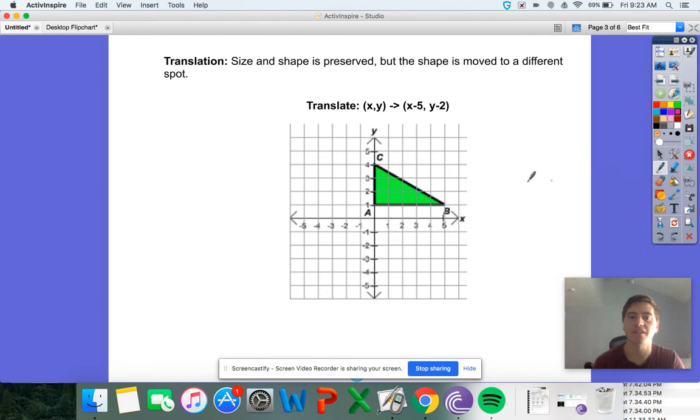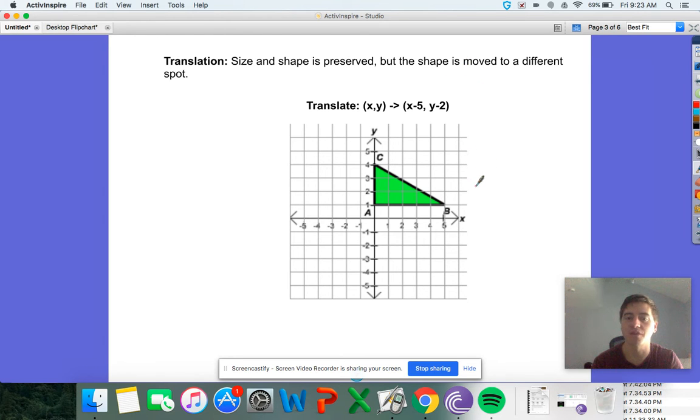All right, so a translation is where the size and shape is preserved, but the shape is just moved to a different spot. So when this says translate xy to x minus 5 and y minus 2, we're just going to take all the xy points and subtract 5 from x and 2 from y, which means it's ultimately moving to the left 5 and down 2.